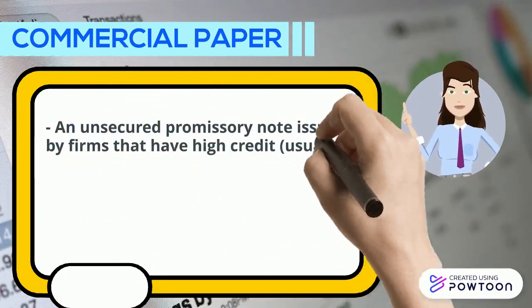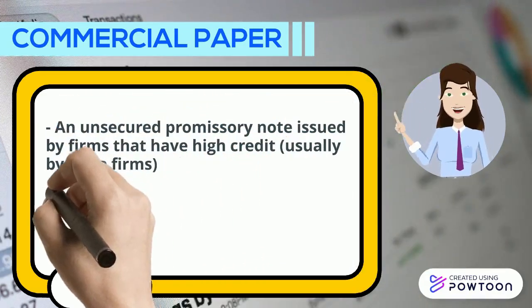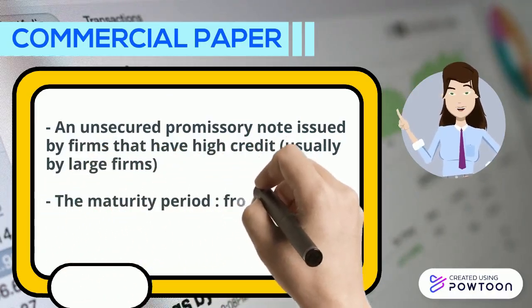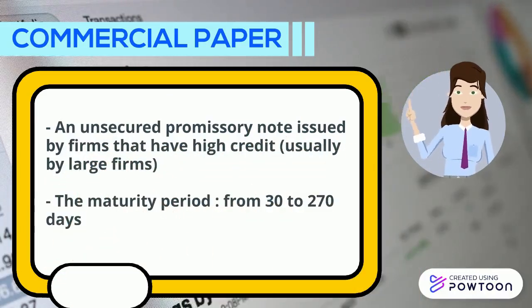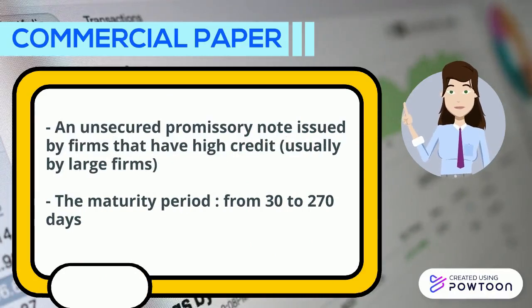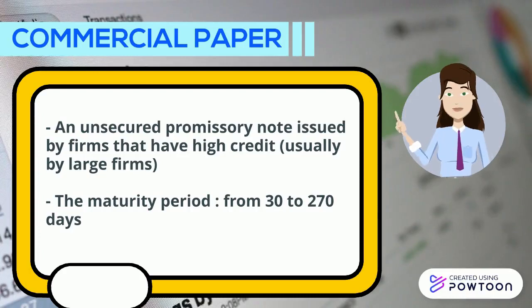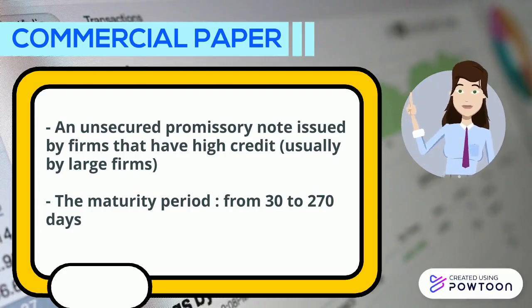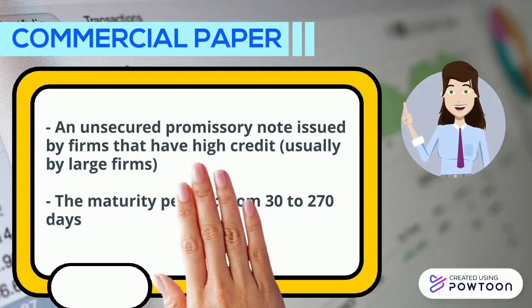And the last source of short-term financing is commercial paper. Commercial paper represents an unsecured promissory note issued by firms that have a fairly high credit rating. Commercial paper is a source of short-term finance, usually for large firms with a sound financial position. The maturity period of commercial paper ranges from 30 to 270 days.